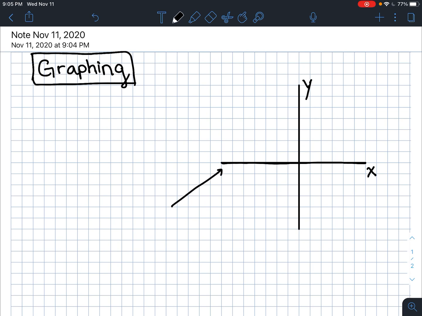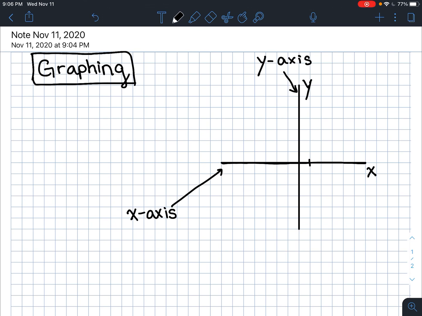So I'll write it out. This is the x-axis, and this one is called the y-axis. And we don't normally write numbers on it, but you can.